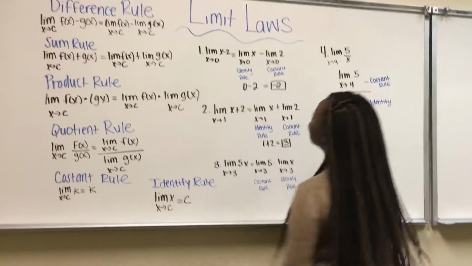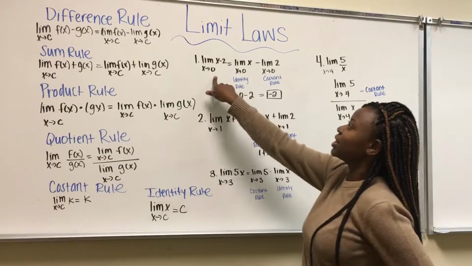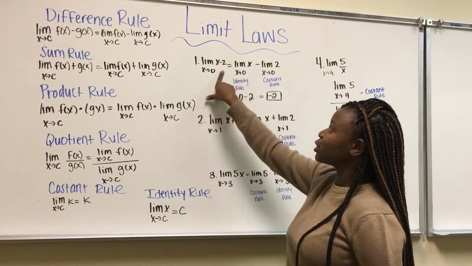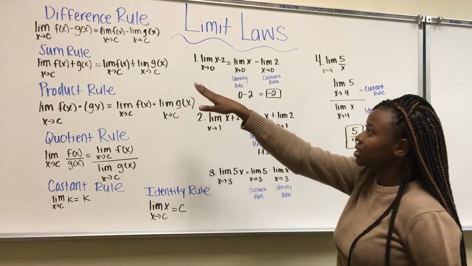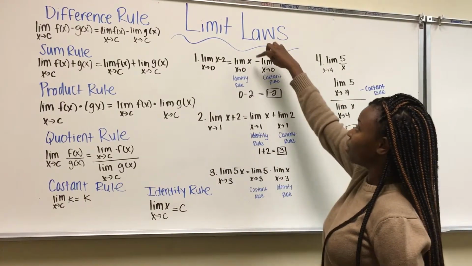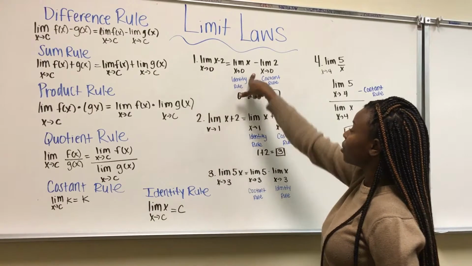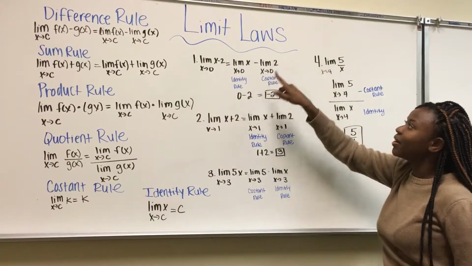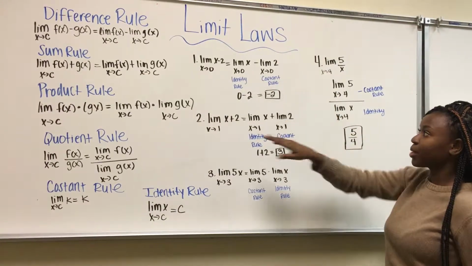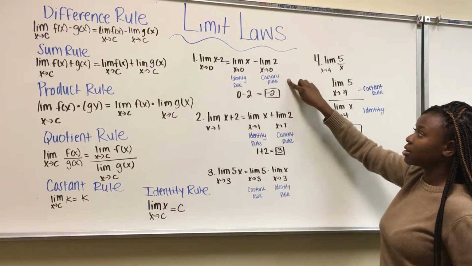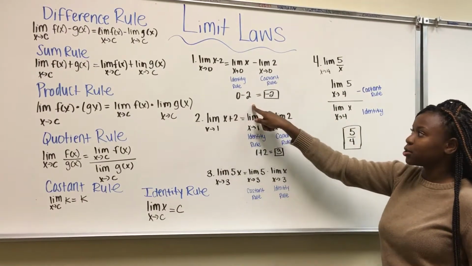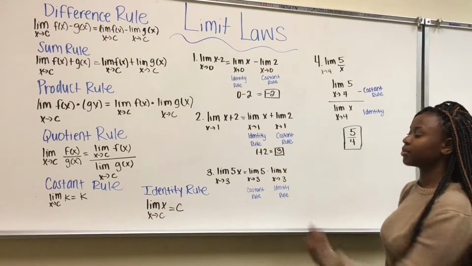So let's do some problems here. So this says the limit of x minus 2 as x approaches 0, which we can use is the difference rule. So the limit of x as x approaches 0 minus the limit of 2 as x approaches 0. This is the identity rule, which states over here, and this is the constant rule. So this would be 0 minus 2, which equals negative 2.